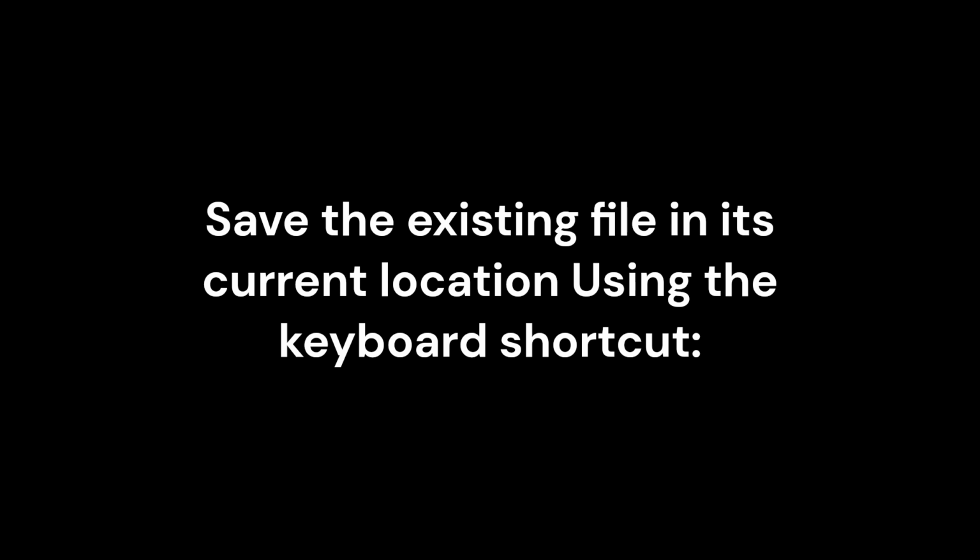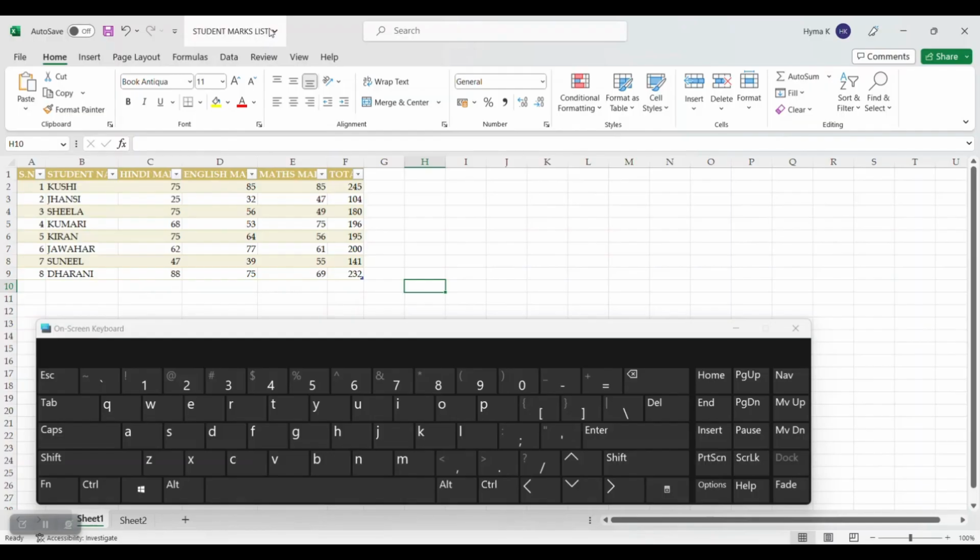Alternatively, you can save the existing file in its current location using a keyboard shortcut. Let's see how to do that. To save the file using the keyboard shortcut, simply press Ctrl S. By using this shortcut, Excel will automatically save the file in its current location, overwriting any previous version with the new changes.